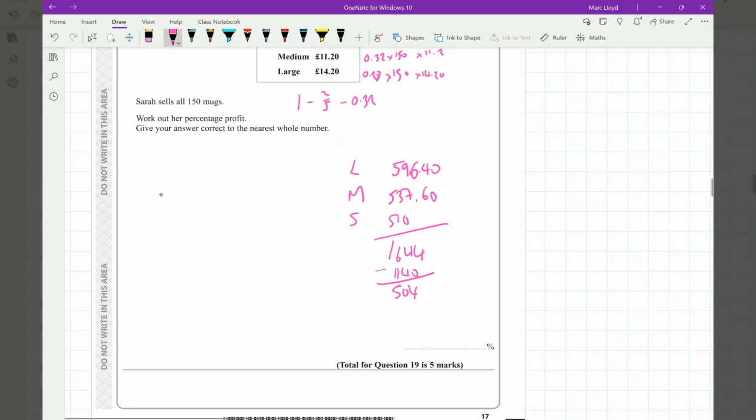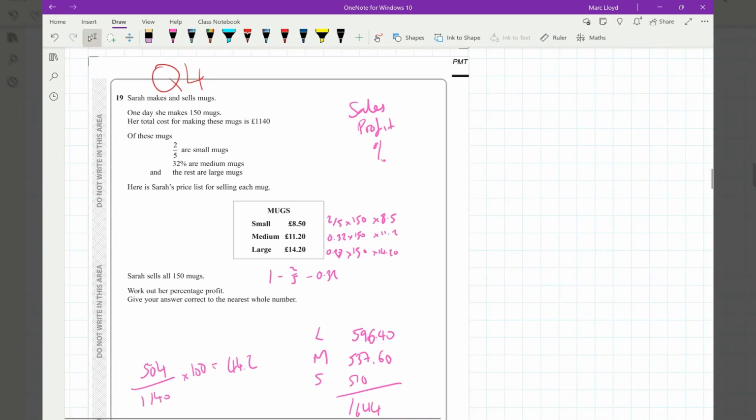And then 504 over the cost of the mugs will give us our percentage profit once we've multiplied it by 100. And that's 44.2%. Oh, to the nearest whole number. So 44%. Nearly went and made a mistake there.